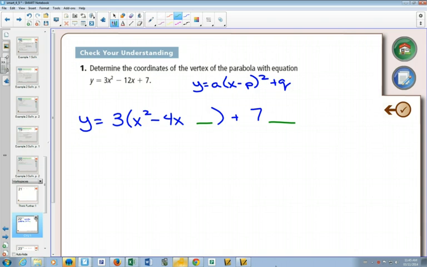So now we look at our spaces to fill in. The first space: we take the minus 4, divide by 2, you get negative 2. Negative 2 squared is plus 4. And on the other one, minus 12.